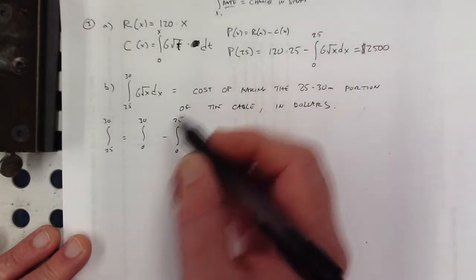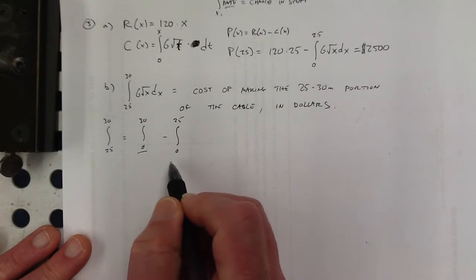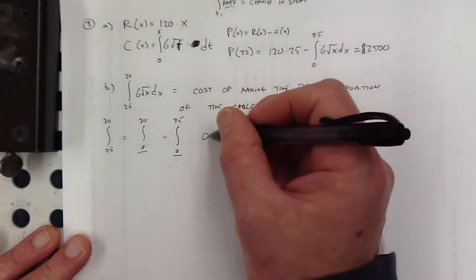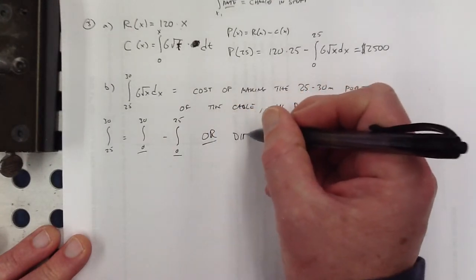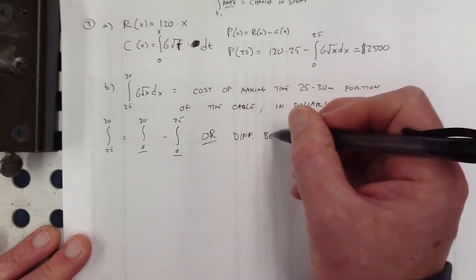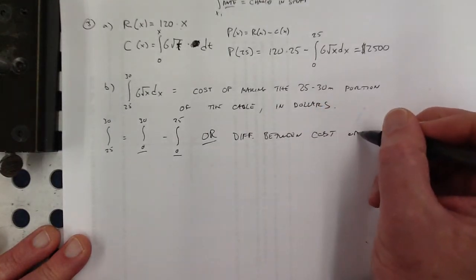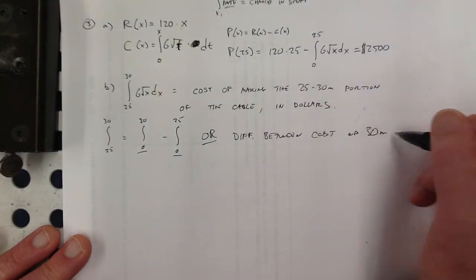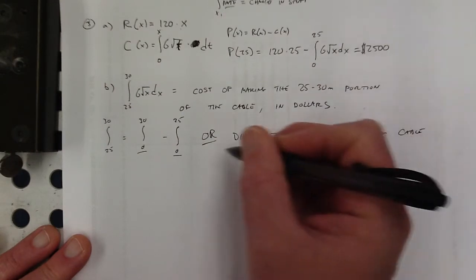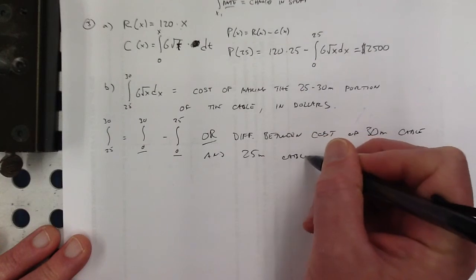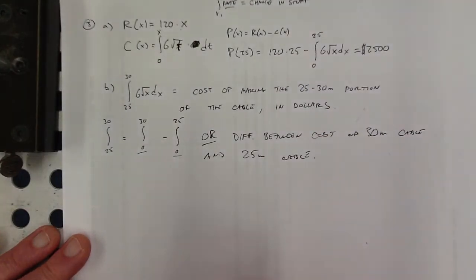You have to picture how that works. This is the cost of making a 30-meter cable, and this is the cost of making a 25-meter cable. So you could say that it's the difference between the cost of a 30-meter cable and a 25-meter cable. There are two ways to answer that.